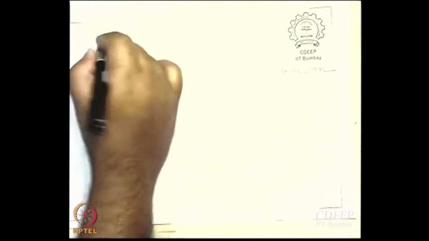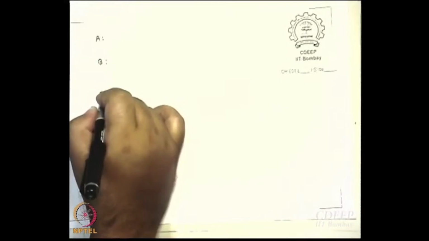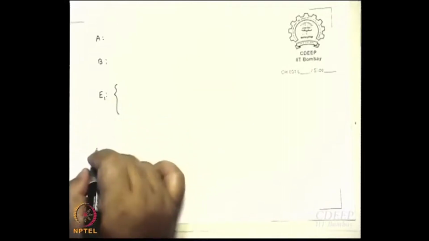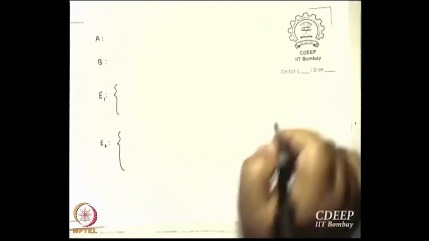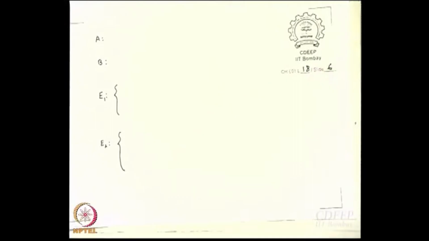What will be the symmetries? A, B, then for E1 you will get 2, for E2 you will get 2. So, A, B, E1 you should get 2 and for E2 also you should get 2. What do you get? A, I will write.